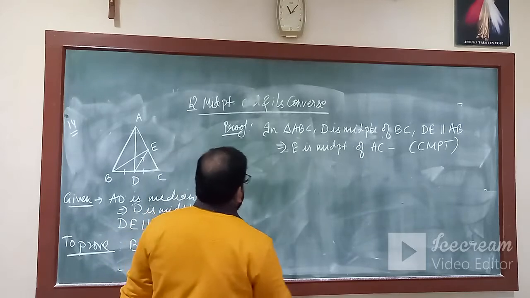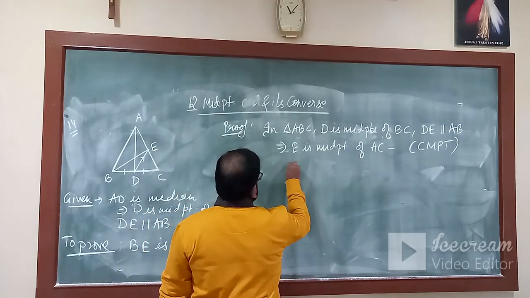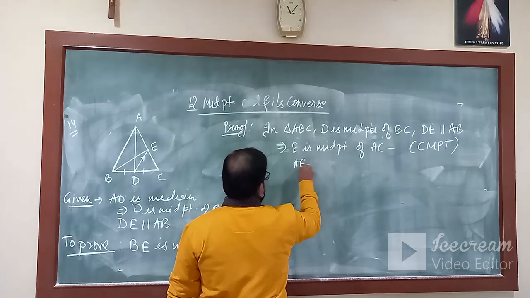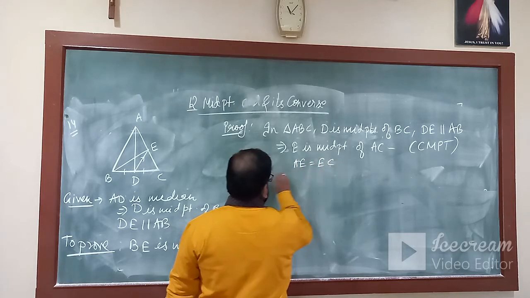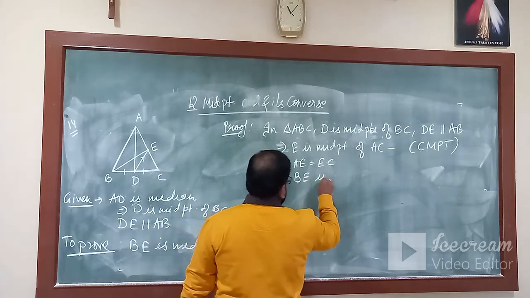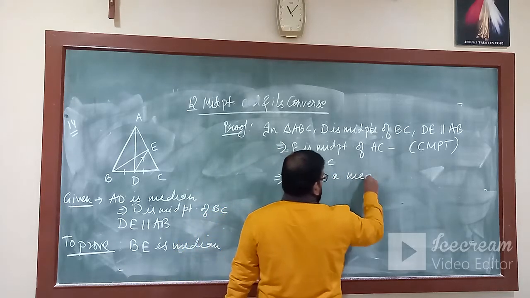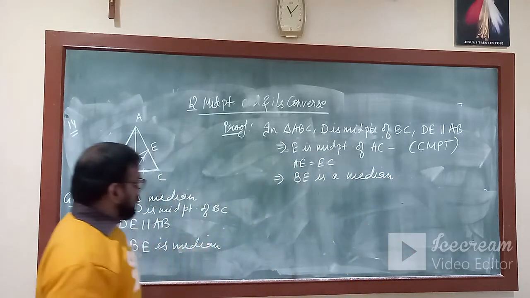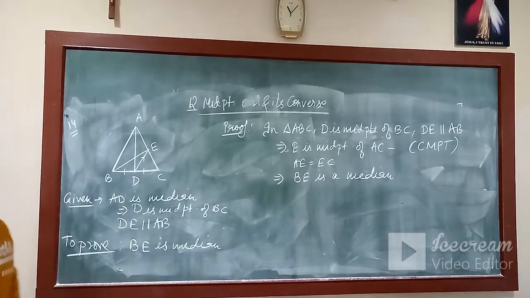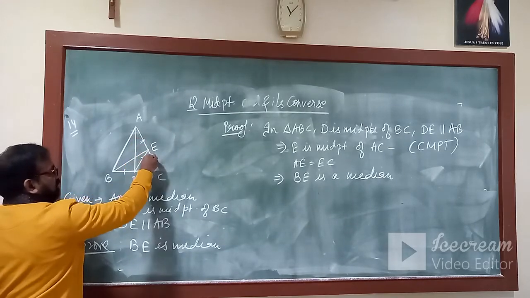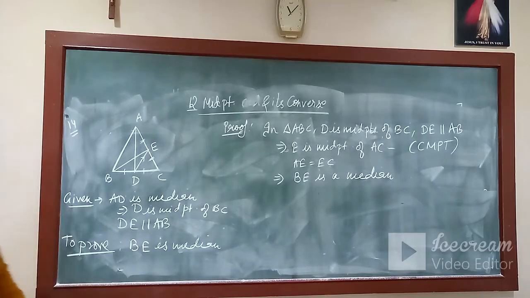And since E is the midpoint of AC, that means AE equal to EC. So this implies BE is a median. Very small solution is there. Only thing is you need to know the concept that we have to prove. BE is median means we have to prove these two parts as equal to each other.